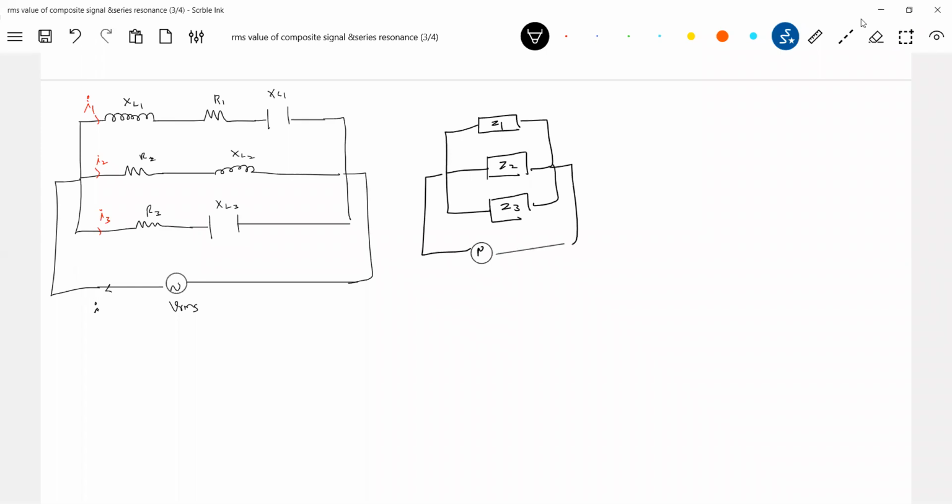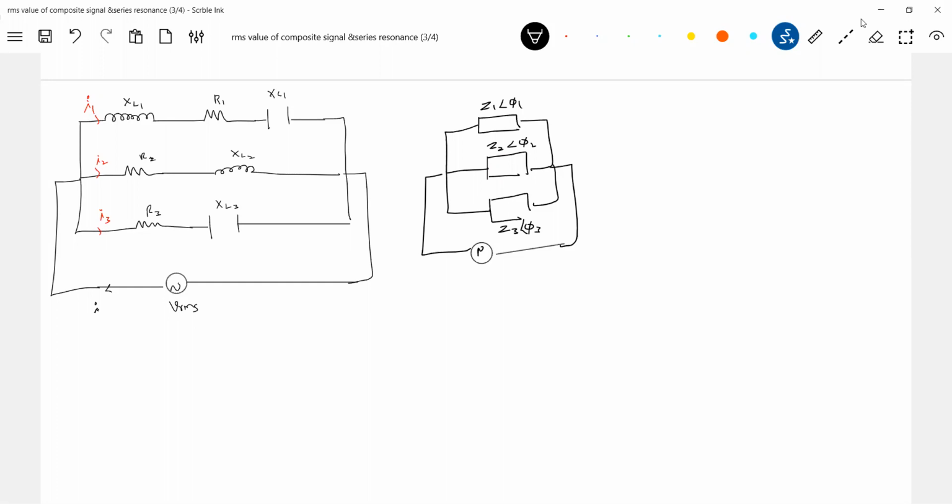These impedances, will all have the same phase or will different branches have different phase? Yes, actually this is Z1, it will have a phase angle, how much? I'll write it nearby. Z1 phase angle phi 1. This will be Z2 phase angle phi 2. This will be Z3. These are the phase angles.